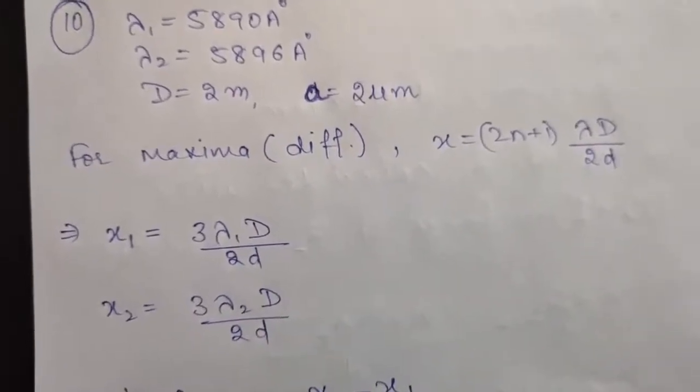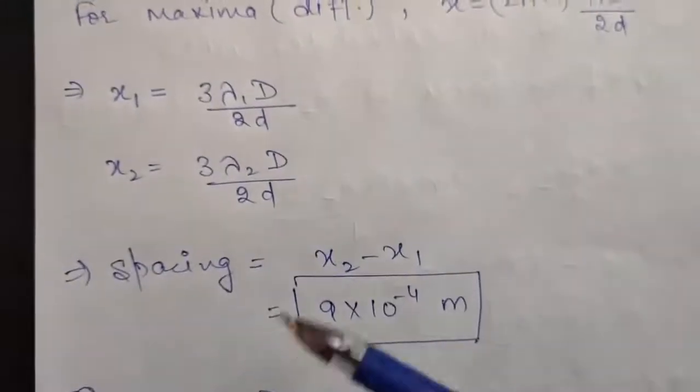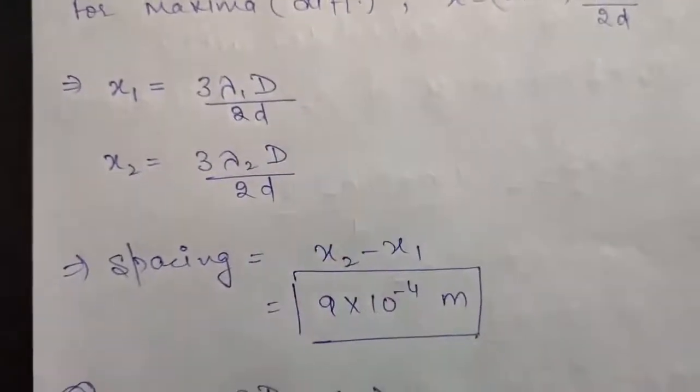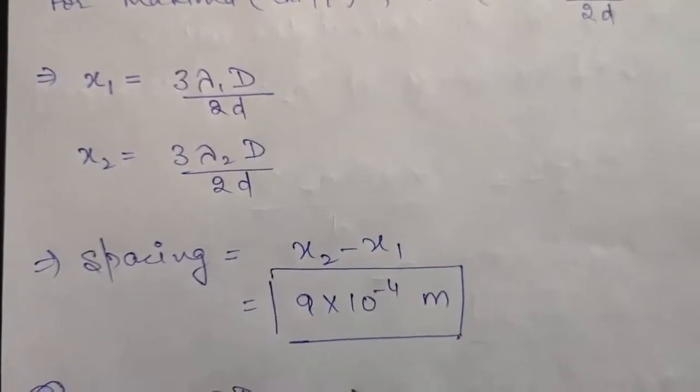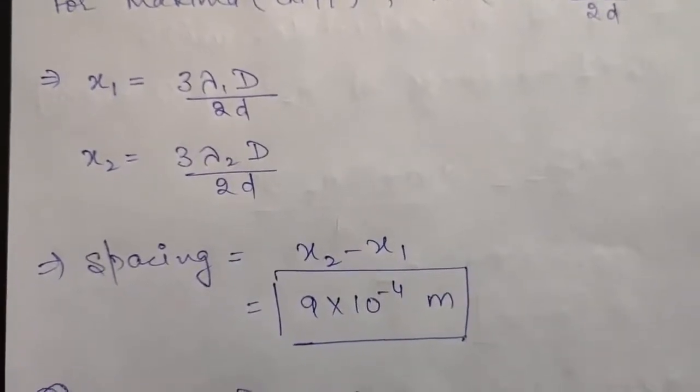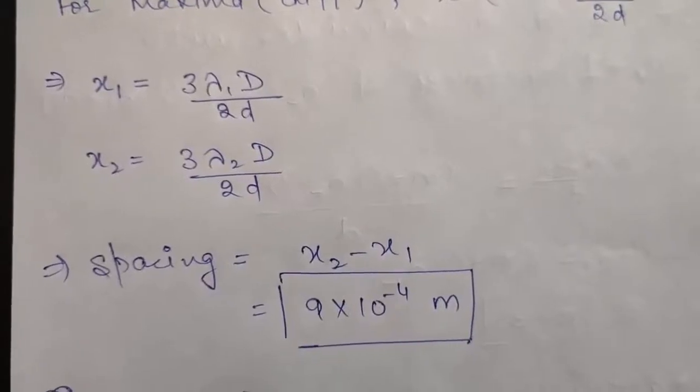Now you want the separation. So separation will be nothing but x2 minus x1. Just put all the values given in the question. The answer will be 9 into 10 to the power minus 4 meters.